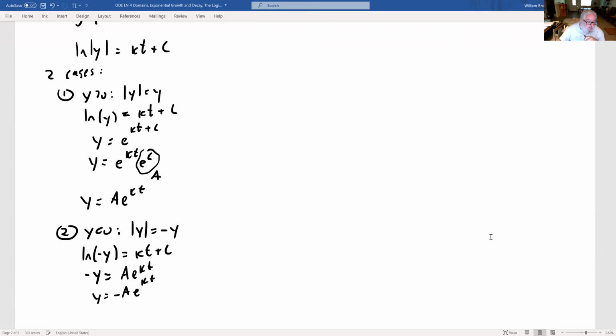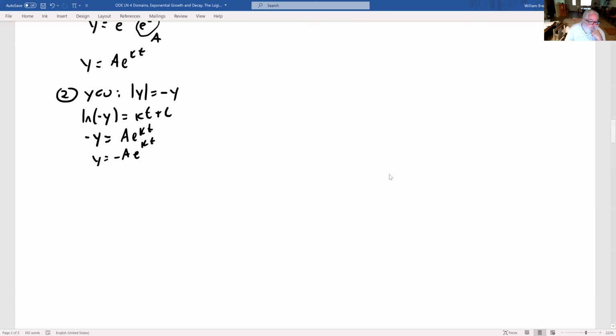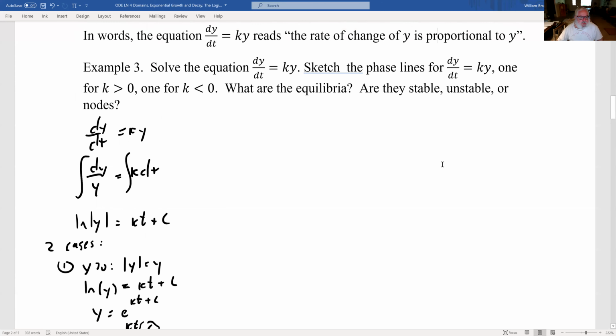And since a is just some constant, we'll just rewrite this as y equals a e to the kt and just absorb the minus sign in the a. We can do that because y is less than 0, and so the minus sign will be able to absorb into the a, but that gives us the same formula regardless of whether a is positive or negative. So that's nice. So what do the phase lines look like?